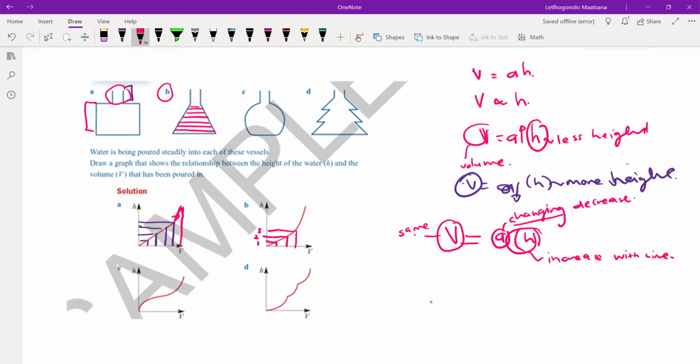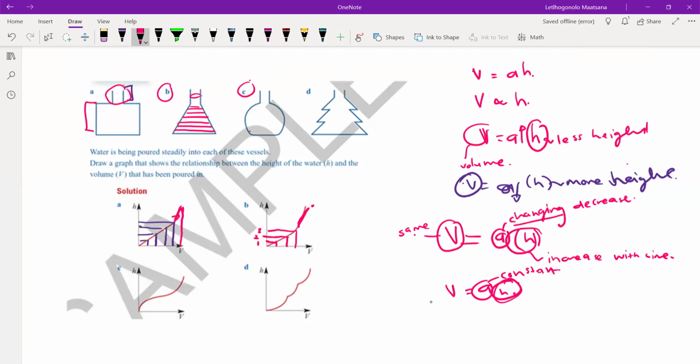Good. And then we get to a part where we have constant cross-sectional area. So there is going to be a constant change in height. So you get a straight line there. Then let's look at C.